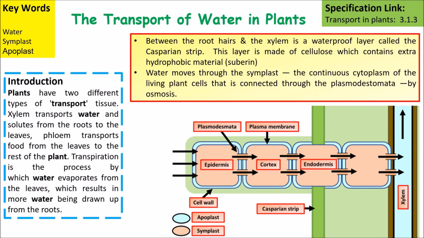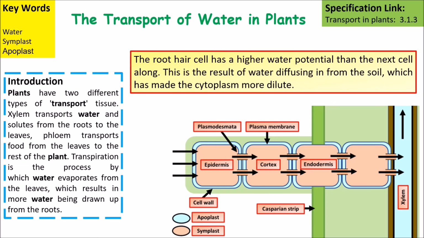Between the root hair cells and the xylem is a waterproof layer called the Casparian strip. This layer is made of cellulose, which contains extra hydrophobic material called suberin. Water moves through the symplast pathway, the continuous cytoplasm within the living cells that is connected through the plasmodesmata, by osmosis, like we've said.